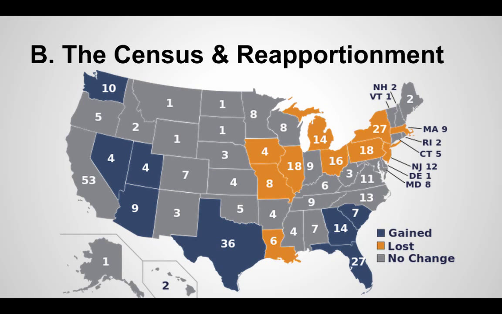Every 10 years after the census, the 435 seats in the House of Representatives are reallocated and redistributed among the states in proportion to their population in a process called reapportionment. States that have gained population since the last census may acquire additional seats, like what happened in these dark blue states. For example, Texas gained 4 seats and Florida gained 2. While states that have lost population may lose seats. In Michigan, we lost 1 seat after the 2010 census.